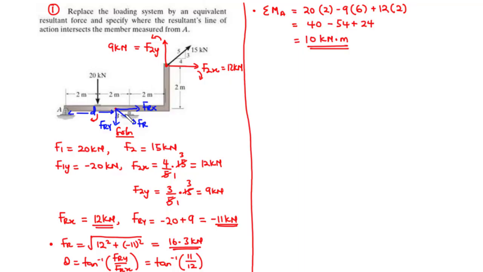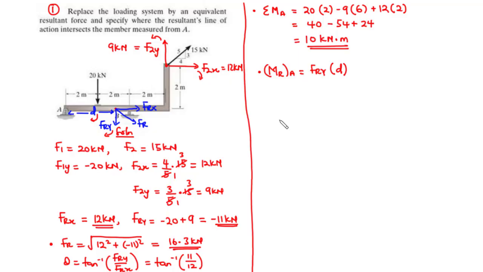Now, we are going to take the moment of Fry and then Frx about A. Now, since the line of action of Frx passes through A, what this primarily means is that the moment about A is equal to 0. So let's focus on Fry. So for Fry, it's going to move in the clockwise direction. And we have the perpendicular distance to be D. Therefore, we have the resultant moment about A is equal to Fry times D.